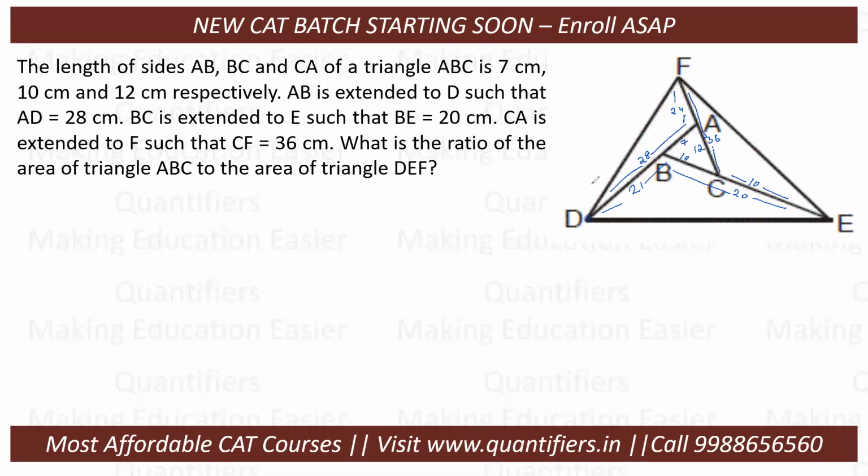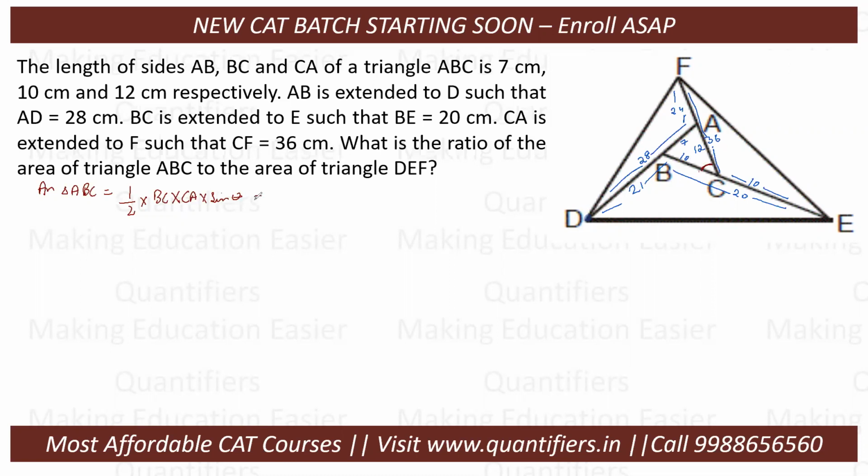Let's try to find one area and relate it with everything else. How can you define the area of triangle ABC in the simplest form? Area of triangle ABC is equal to half into BC into CA into sine theta. Let's say I am assuming this angle to be theta.